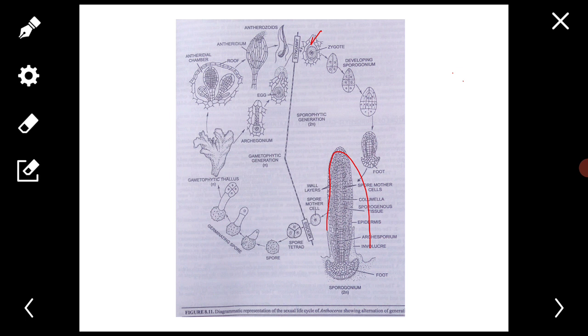Students, for this, first you view the video, then you study this chapter from any books, and again you view the video. So I think you will understand the chapter.